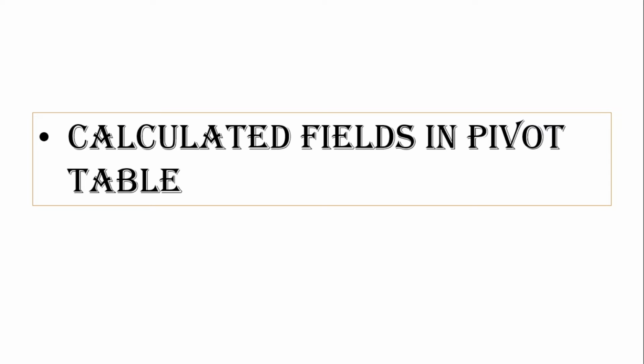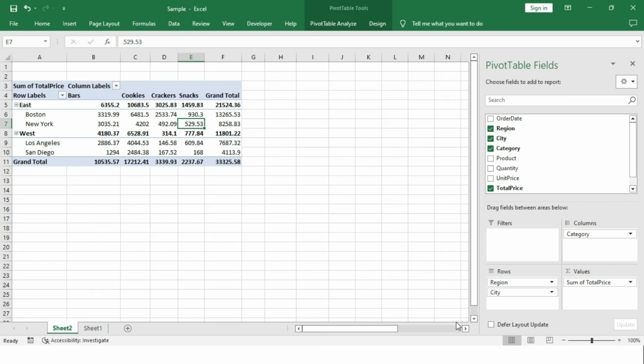So, calculated fields in a pivot table. What is the use? First of all, we just need to know. Calculated fields are used to... the name itself is explaining. It's a calculated field, which means the field or the column which is automatically created based on a formula, an additional column, the way we create it in normal Excel. In the same way, we are doing it in the pivot table. So let's go to Excel and see how we are doing it.